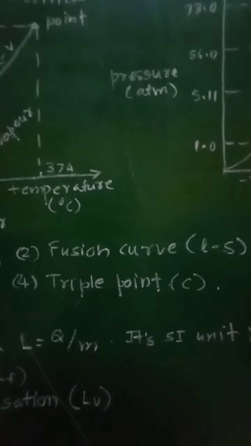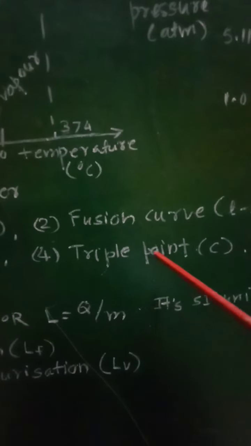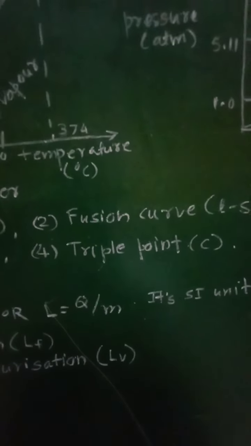Then the third is the sublimation curve, that is the SV curve. This curve is the graph of sublimation point versus pressure. And now let us see the fourth one, the triple point, denoted by C in the above phase diagram.